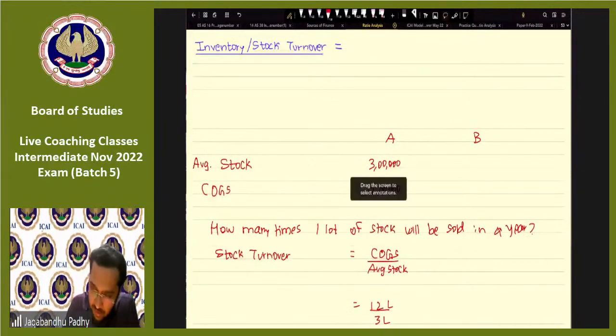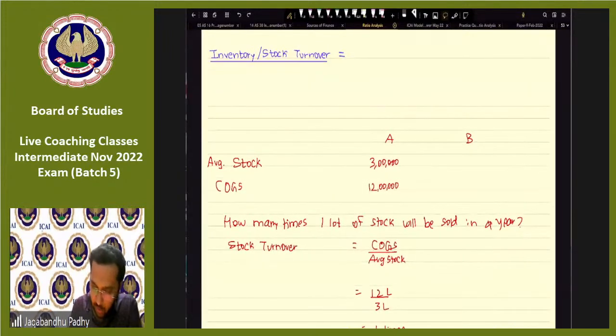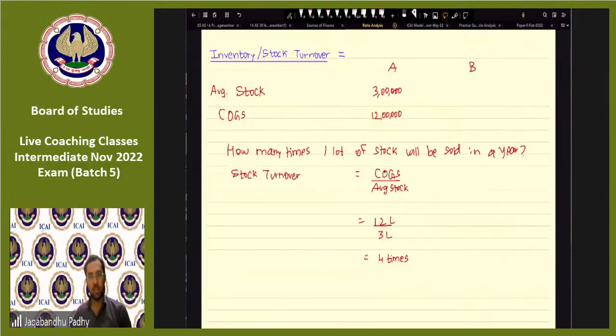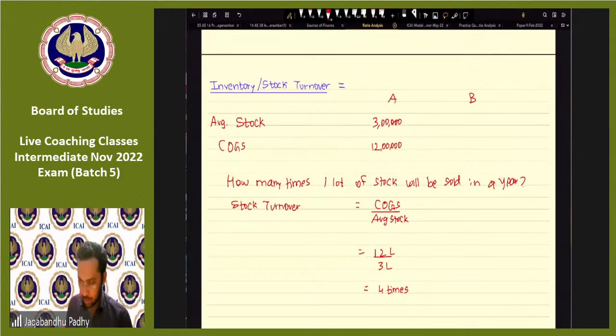So that's what we mean by the inventory turnover or stock turnover. That is telling us how many times we are selling one lot of the stock in a year. Now, suppose I tell you there is another company B which is having an inventory or stock turnover of, let's say, 5 times. Can you tell me which of these two companies is efficient?